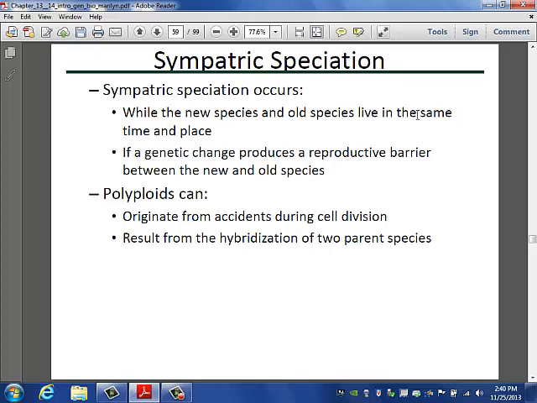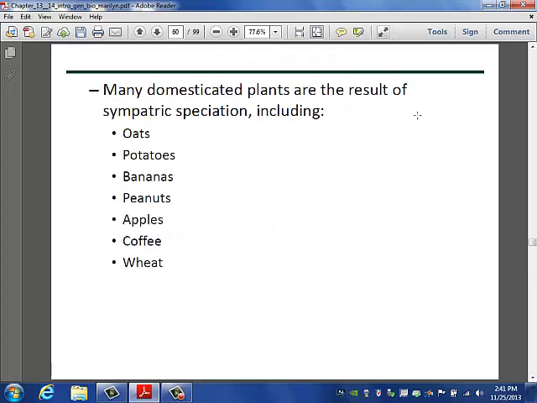Polyploids can originate from accidents during cell division. What's a polyploid? Poly means what? Many. So more genes, more genetics than the original. That can happen during cell division, but we have to have a viable result. And this results from the hybridization of two parent species. So parent species coming together, creating offspring that are a little bit different. Again, the key is they have to be viable offspring.